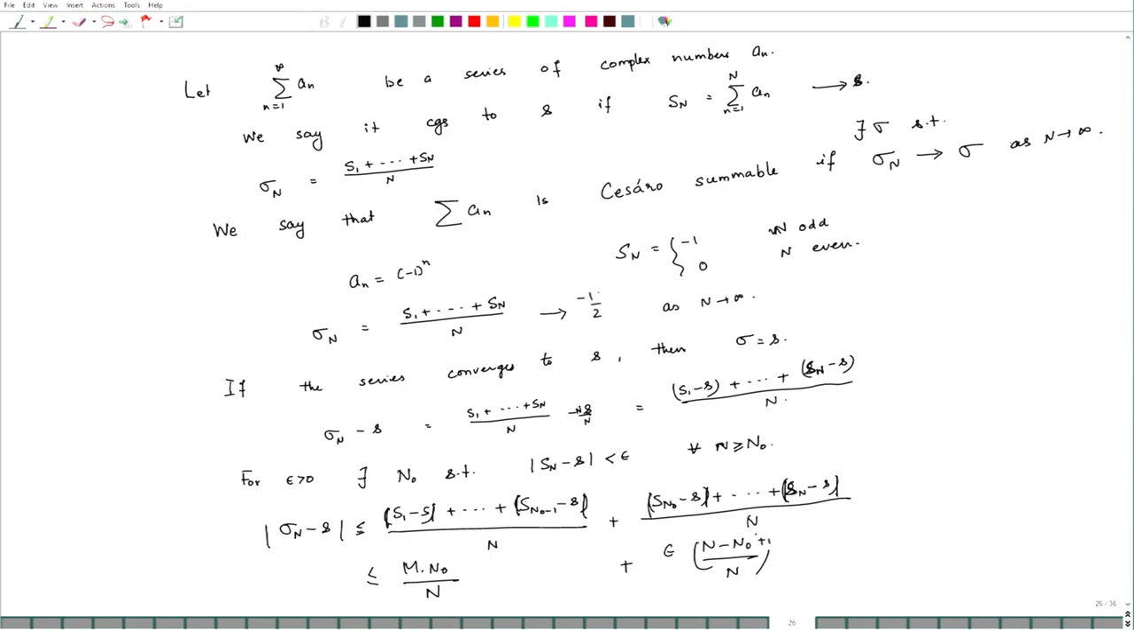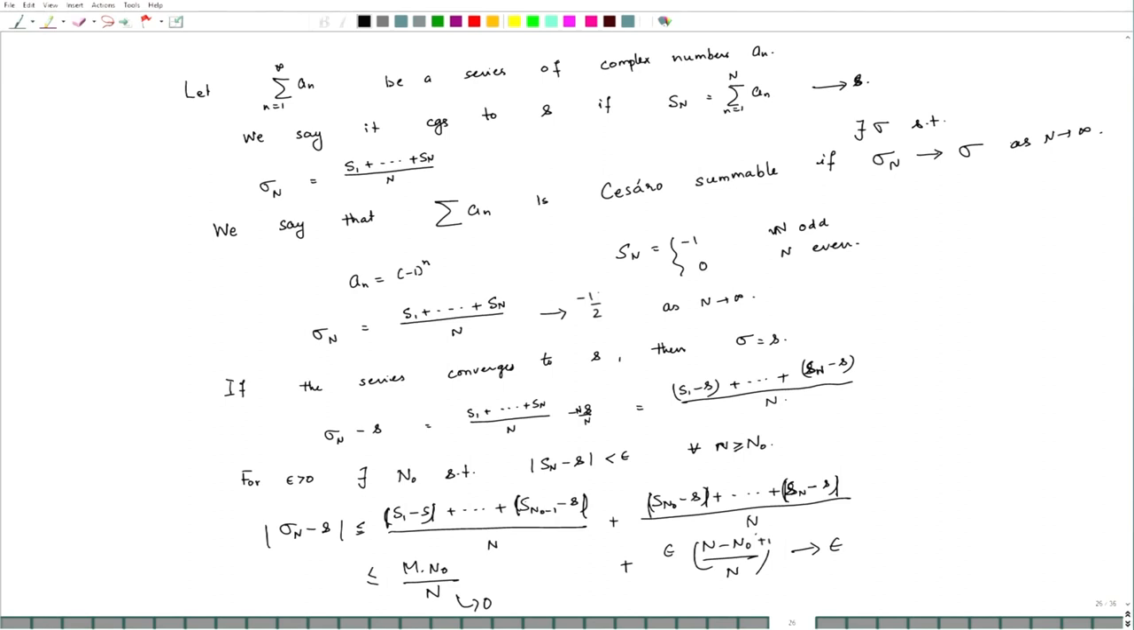Now, we are interested in capital N going to be large. You can see that when capital N becomes large, n naught is a fixed number, and M is also a bound which is a fixed number. So, this goes to 0, and this one is epsilon times 1 minus n naught by n. Now, n naught by n goes to 0. So, this entire thing goes to epsilon. Therefore, for large n, sigma n minus S goes to 0, which means sigma n converges to S. Therefore, if the series is summable to S, then it is Cesaro summable to the same number, but the converse may not be true.